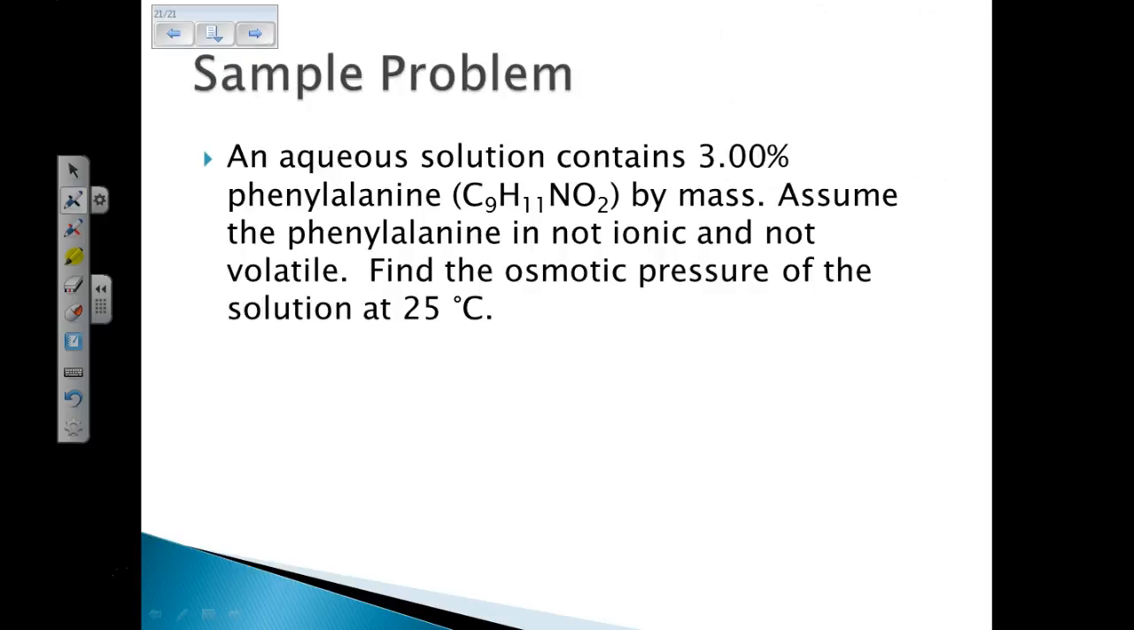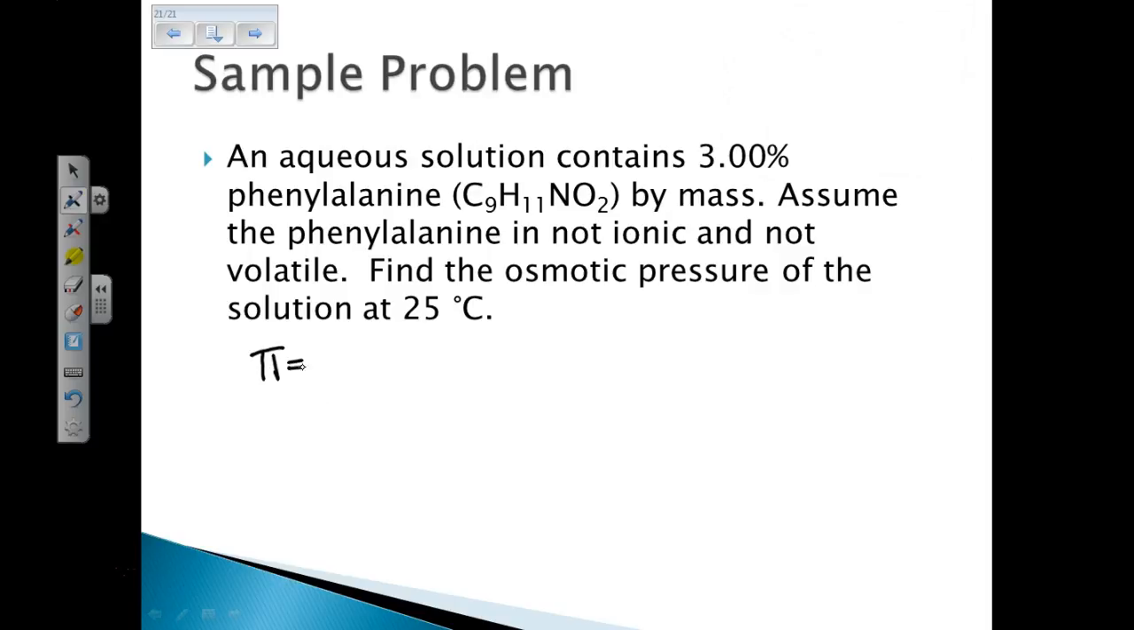Okay, so here's your sample problem. We have a solution that contains phenylalanine. You may not know what phenylalanine is, but it doesn't matter. If you want to know, it's an amino acid, one of the 20 or so that, if you're in biology, you need to know. The solution contains 3% phenylalanine by mass. The phenylalanine is not ionic, nor is it volatile. Find the osmotic pressure of the solution at 25 degrees C.